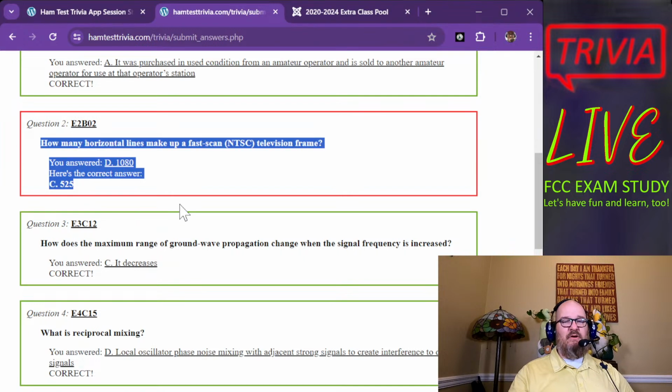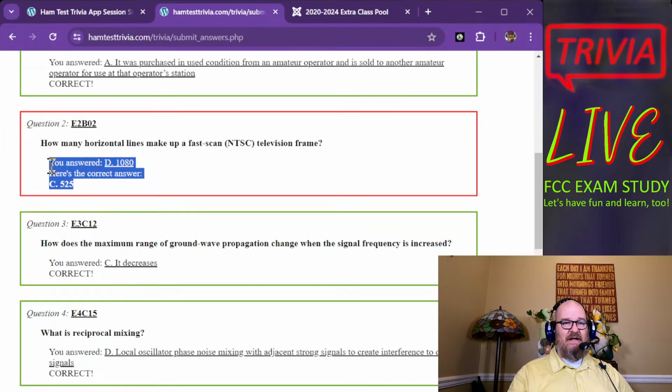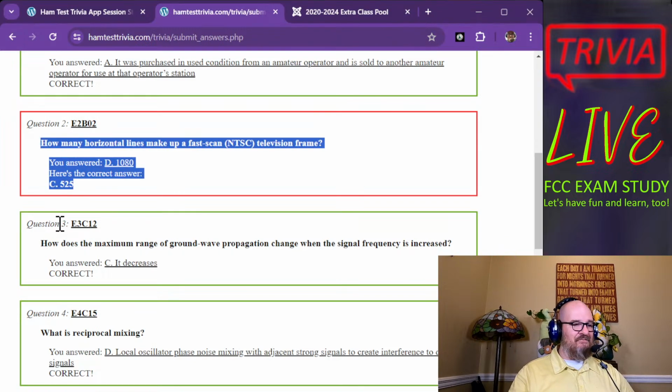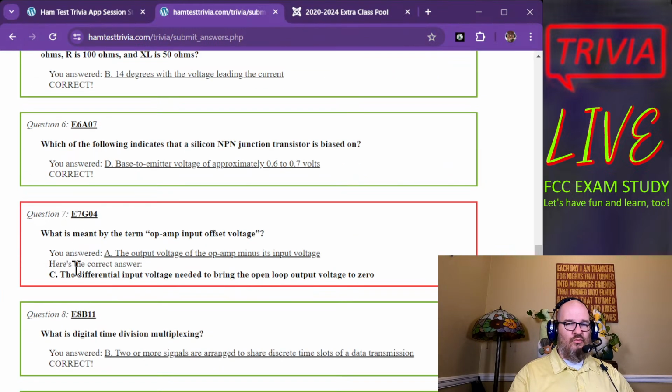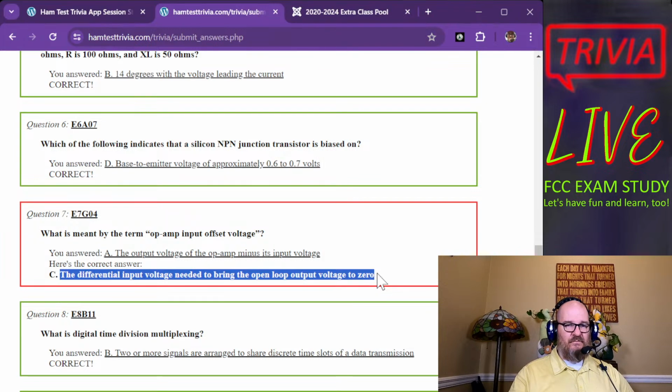Okay, we probably knew I was going to miss number 2. And number 4, we thought that I was going to miss number 4, but I actually got that one right. I did not know it was 525. Okay, where did I go? Op amp input offset voltage: input voltage needed to bring the open loop output voltage to 0. How about them apples?